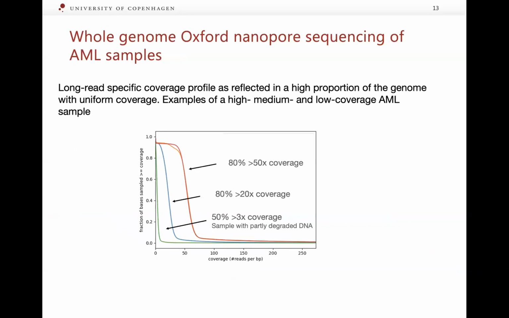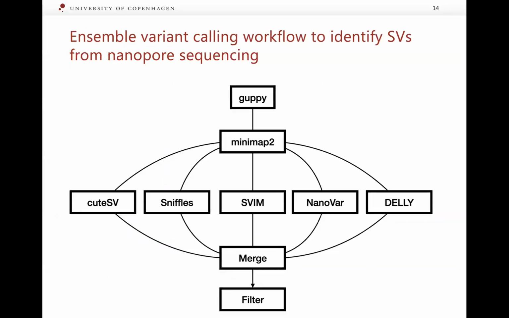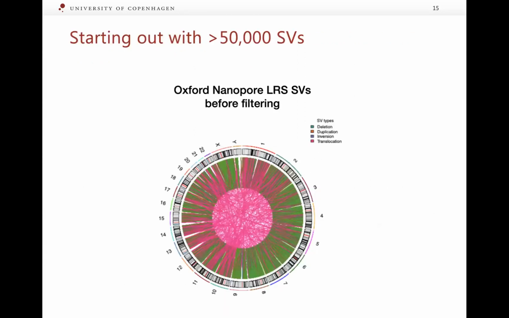And we can also assess the coverage, and I'm just showing here an example of high coverage samples. And in green, a sample with partly degraded DNA and much lower average coverage. And so we used an ensemble approach for structural variant calling. We used Minimap for alignment and then 5 different structural variant callers, merging, and a series of different heuristics for filtering after merging. And here's a Circos plot showing the raw structural variant calls finding more than 50,000 SVs in the genome, and obviously lots of false positives here.